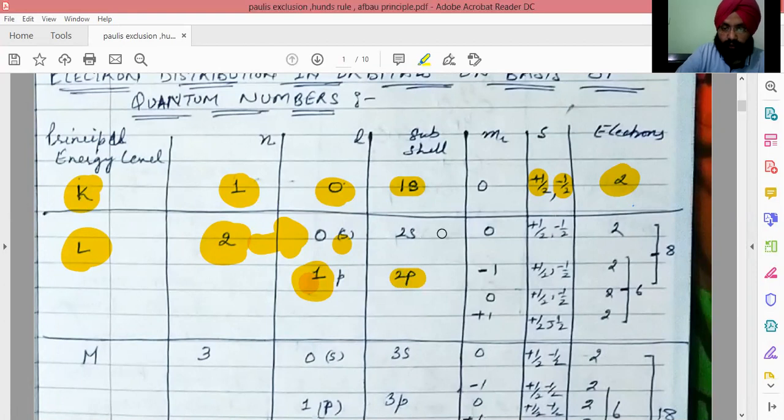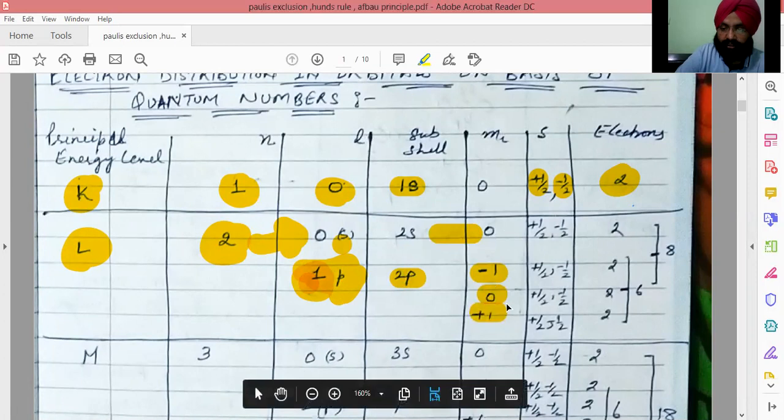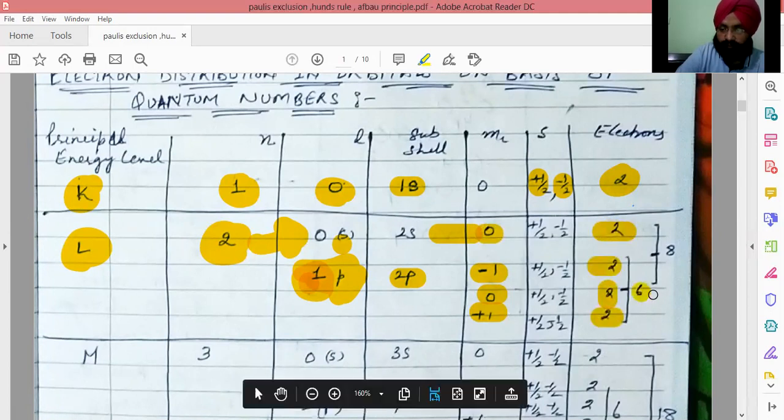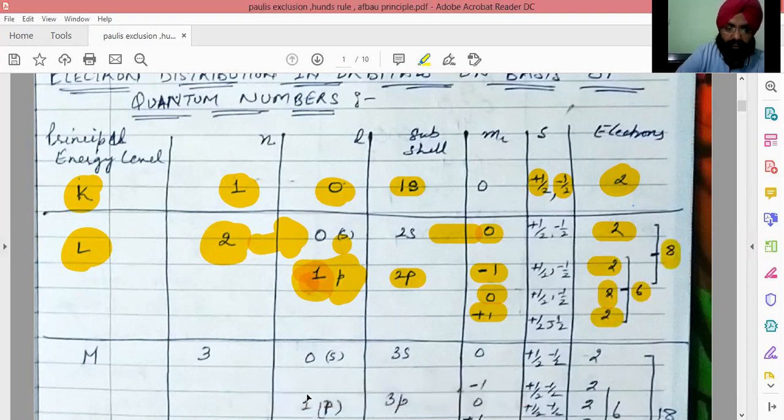Now for each L, ML has values from minus L to 0 to plus L. So for L equal to 0, there is only one orientation. And for the p orbital, it has three values, minus 1, 0, and plus 1. So three orientations mean three orbitals, one orientation means one orbital. One orbital means two electrons, three orbitals means two in each, so total 6. So 2 plus 6, 8 electrons are there in L shell.